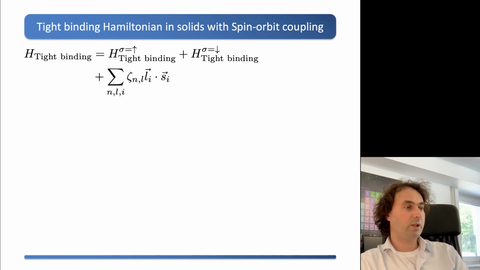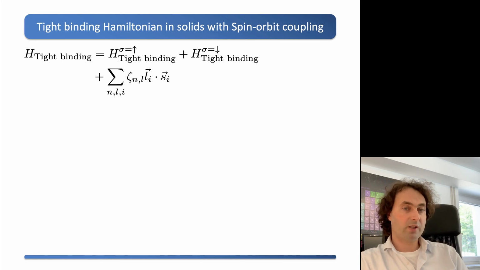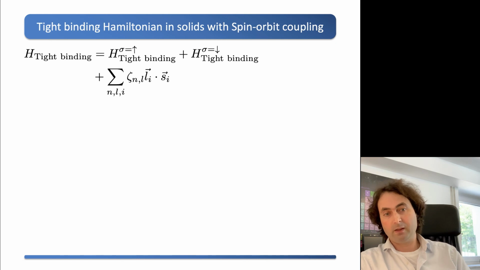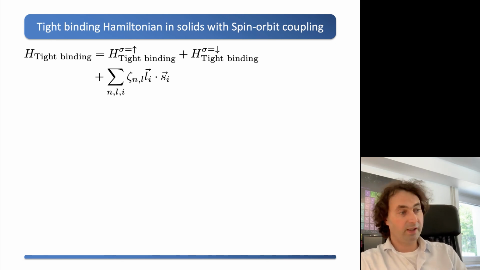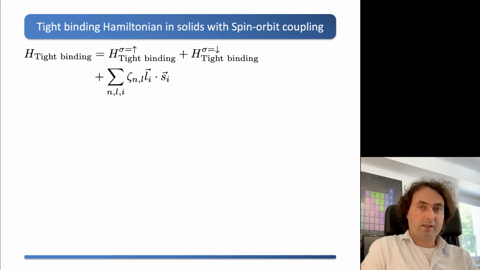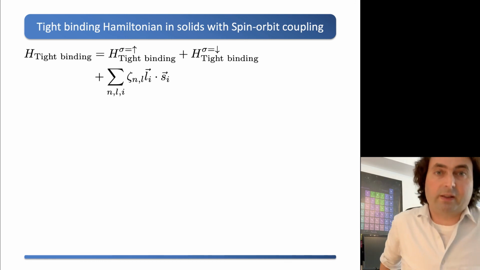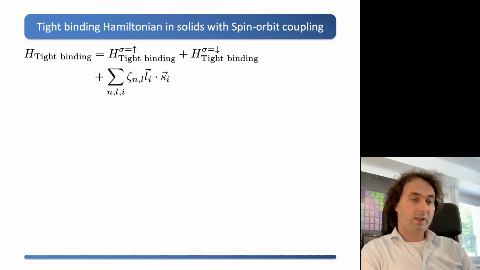The s orbital with spin up can hop to an s orbital with spin up at a different site, making a tight binding Hamiltonian for spin up. The s electron with spin down can hop to an s electron with spin down on a different site, making a tight binding Hamiltonian for spin down. These two Hamiltonians are just exact copies of each other. They are completely equal. One's acting on the spin up states, one's acting on the spin down states.